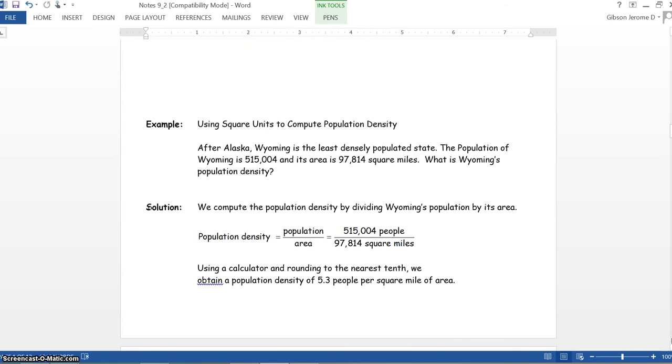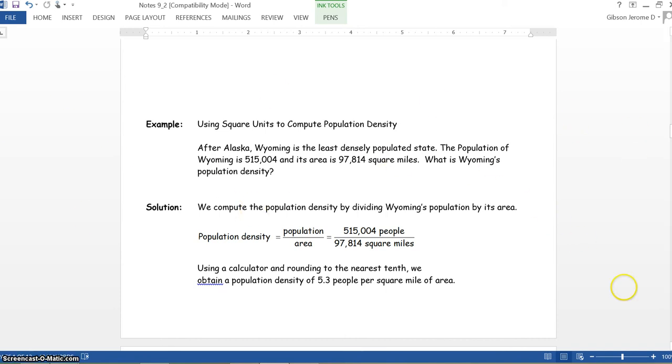Okay, now using square units to compute population density. After Alaska, Wyoming is the least densely populated state. The population of Wyoming is 515,004 and its area is 97,814 square miles. What is Wyoming's population density? The solution. We compute the population density by dividing Wyoming's population by its area, which we have here. Using a calculator and rounded to the nearest tenth, we obtain a population density of 5.3 people per square mile of area.